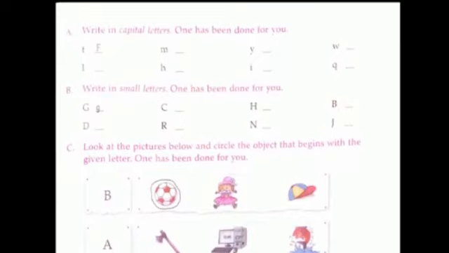Look at here. Write in capital letters. One has been done for you, okay? Here are some small letters, okay? You just have to write the capital form of that small letter. Look, one is already done. Small f is there and capital F is already written, okay?